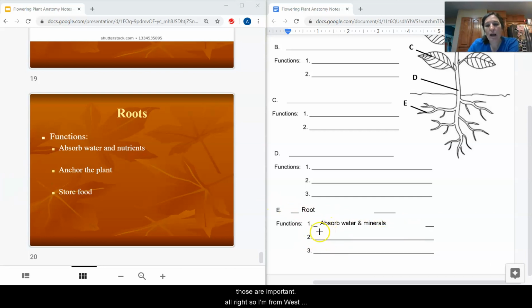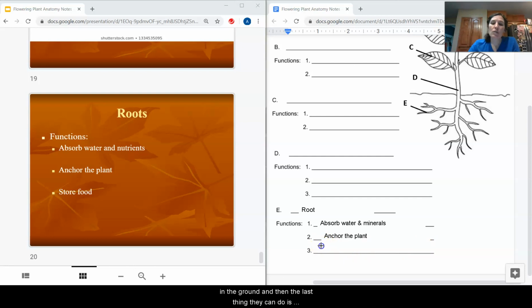All right, so I'm from West Texas where it's real windy, so the roots are really important there, because if you don't have good roots, then your plant or tree could just fall over every time the wind blew. So it's really important that the roots also hold that plant in the ground.